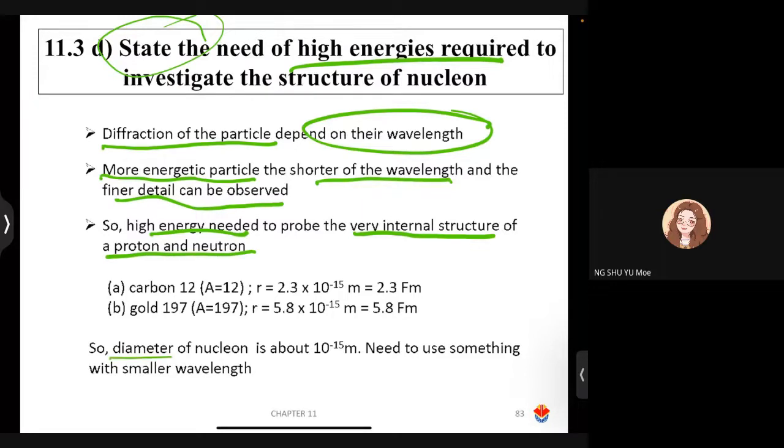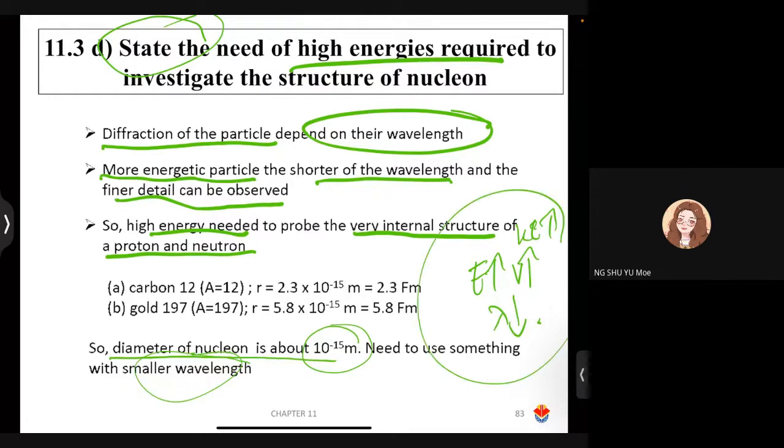So the diameter of nucleon is about 10 power of negative 15 meter. Need to use something with smaller wavelength. So that's why kita perlukan high energy yang tinggi. Supaya energy tinggi, velocity tinggi, kinetic energy tinggi untuk tembak elektron. So lambda kita akan kecil. Inilah benda yang kita nak cakap lah. Tapi ni state again tak akan keluar lah.